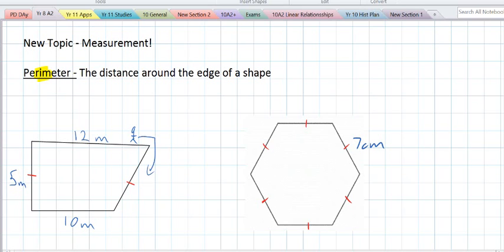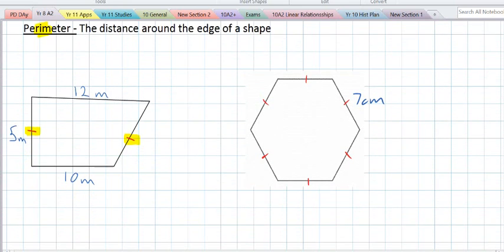Now, there's a few little points of notation we use for perimeter. One is this little dash. These dashes indicate the lengths are the same size. So for the shape on the left, the four-sided shape, we haven't labelled all the sides. This side here seems to be missing a length, but because of that red dash, its length is the same as the other length with the red dash. So they're both 5 meters.